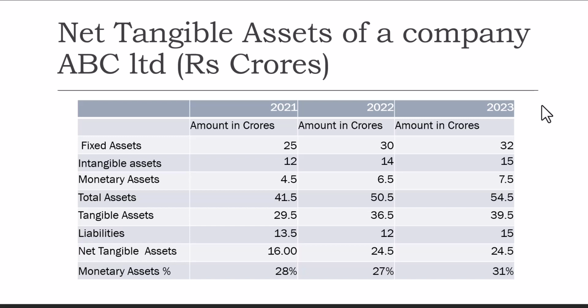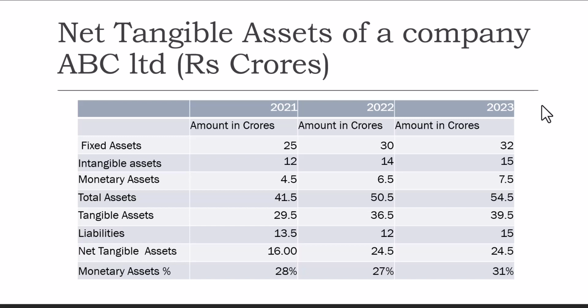So these are tangible assets, which means the total assets minus the monetary assets, which are given on your screen. Now, if you minus the liabilities, which are given there, in the first year, 2021, they have 13.5 crores liabilities. So the net tangible asset would be 16 crores. Similarly, for 2022, the net tangible asset, which is tangible assets minus the liabilities, is 24.5 crores. And in 2023, the tangible assets were 39.5 crores minus the liabilities, 15 crores. So they have net tangible assets of 24.5 crores.